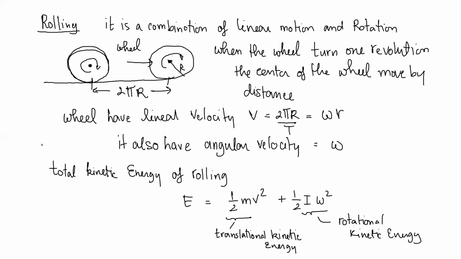So the total energy when you have both rolling and translation is 1/2 mv squared plus 1/2 I omega squared, for translation kinetic energy and rotation kinetic energy. So when you have an object that is rolling, you remember that there are two terms of energy. One is for translation and one is for rotation.